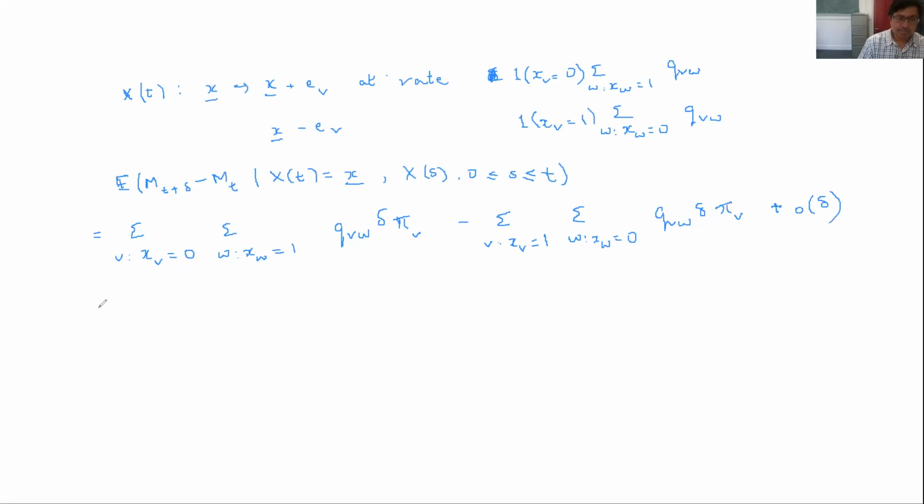Okay, so that's the sum. And now I'm going to add and subtract something. I'm going to add and subtract the sum over v such that xv equals 0 and w such that xw equals 0.